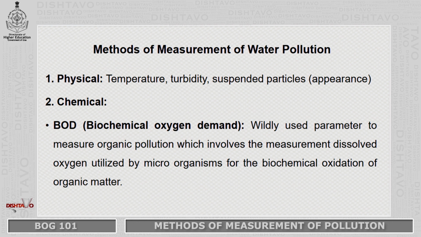What are the different methods of measurement of water pollution? There are three major methods: physical, chemical and biological. Under physical we have temperature, turbidity and suspended particles. Under chemical we have BOD, which is known as biochemical oxygen demand, a widely used parameter to measure organic pollution, which involves the measurement of dissolved oxygen utilized by microorganisms for the biochemical oxidation of organic matter.